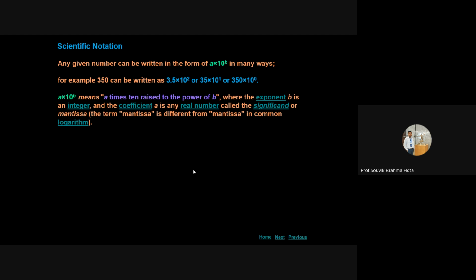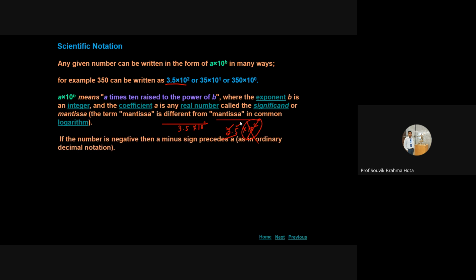Suppose you have 3.5 into 10 to the power 2. Then this 10 to the power 2 should not have any significance, only 3.5 has significance, and obviously there are two significant figures. Correct? Suppose you have 10 to the power something, that doesn't have any significance. If the number is negative, then the minus sign precedes a, as in ordinary decimal notation.